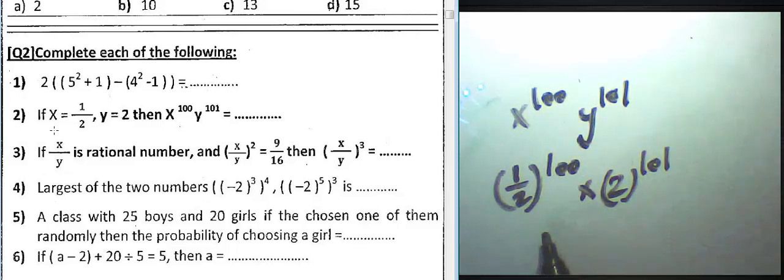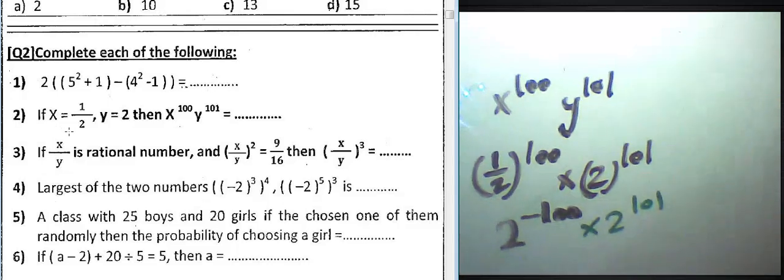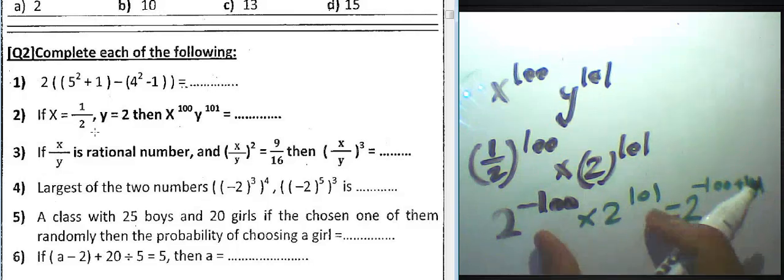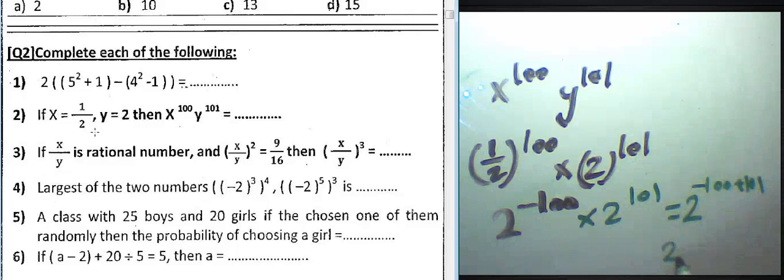Half power 100, what does it mean? It means 2 power negative 100, multiplied by 2 power 101. To find the result, we have two equal bases, so we must add the powers, negative 100 and 101. The result will be 2 power 1, because 101 minus 100 equals 1. So the result will be 2 power 1 equals 2, for this example.